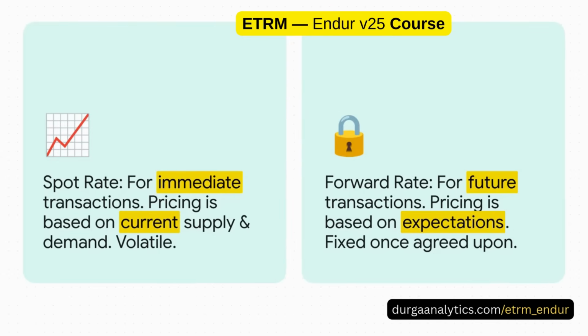So here's the real key difference, the thing you have to remember. The spot rate is always jumping around. It's volatile. But a forward rate, once you agree on it, is locked in. It's fixed. And this is incredibly powerful, especially if you're in operations or finance, because it means you can hedge your risk and actually plan your budgets with some certainty.